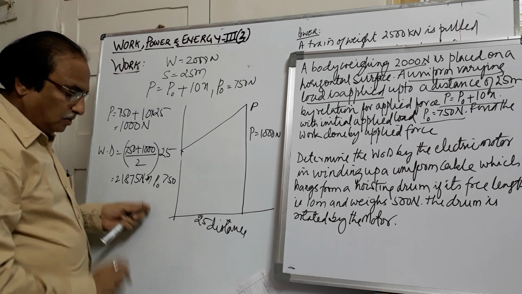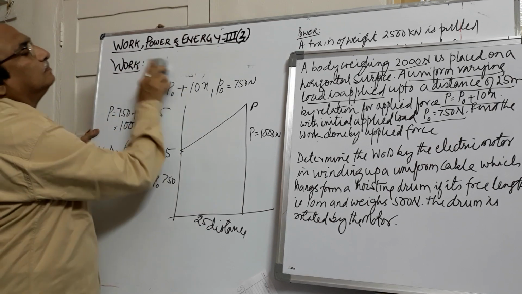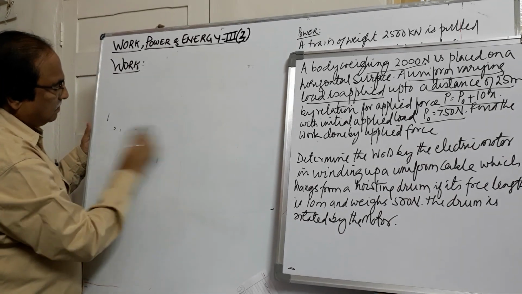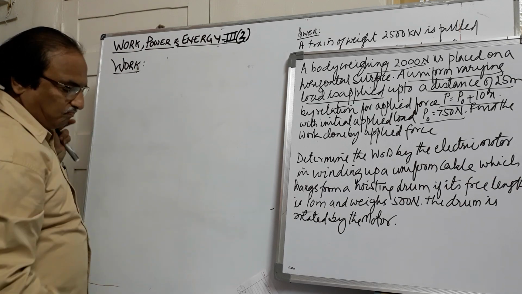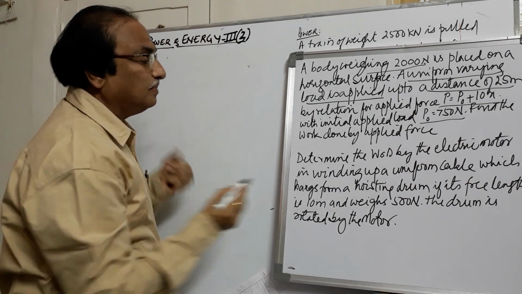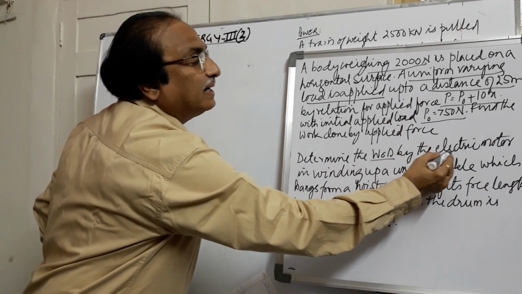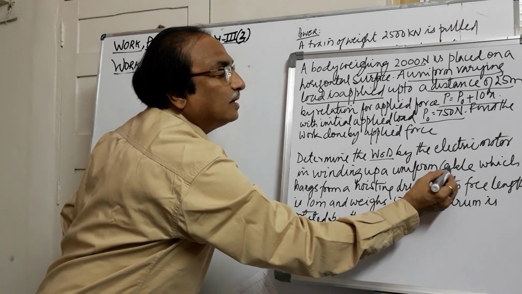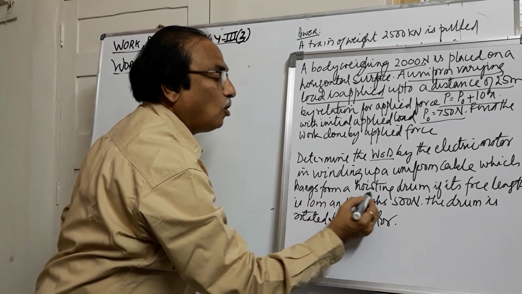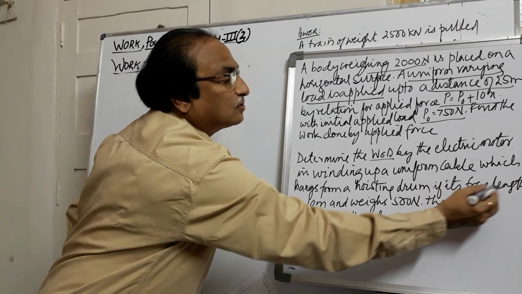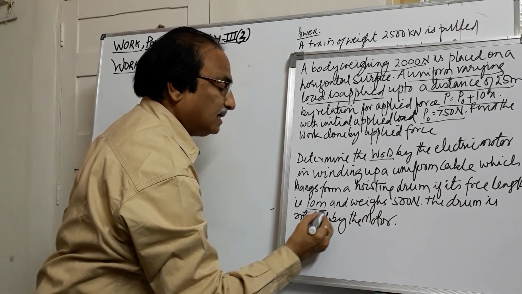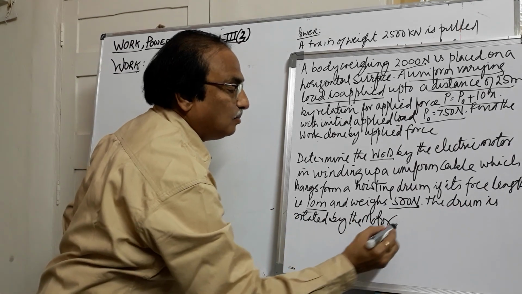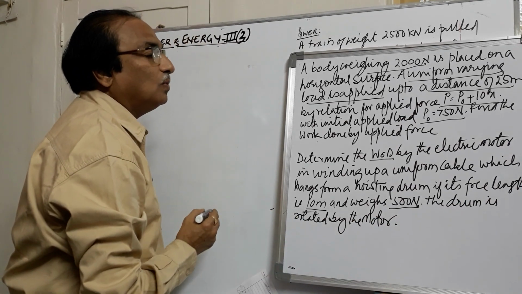Let us take up another problem. Now let us see this problem. Determine the work done by an electric motor in winding up a uniform cable which hangs from a hoisting drum. If its force free length is 10 meters and it weighs 500 Newton, the drum is rotated by the motor. So you will have to find out the work done by the motor.